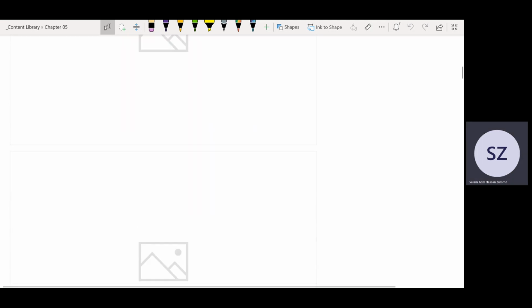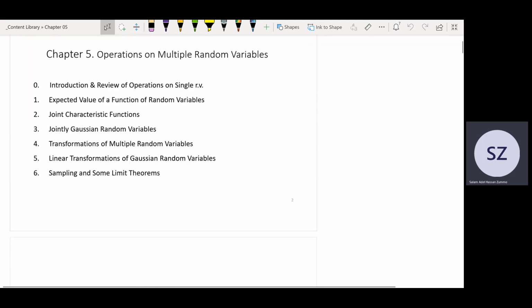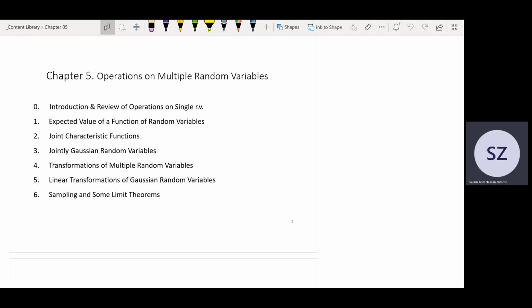So again, reiterating what I said before, every chapter builds on the chapter before. Today we'll talk about chapter 5. First of all, we'll review a little bit on the operation of single random variables, especially chapter 3. And then expected value when you have a function of random variables, more than one random variable, X and Y, mainly two random variables. We'll talk about the joint characteristic functions, and then we'll define what we call jointly Gaussian random variables. Very important concept, an extension of the single Gaussian random variable.